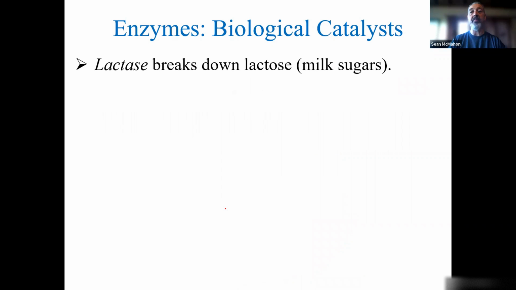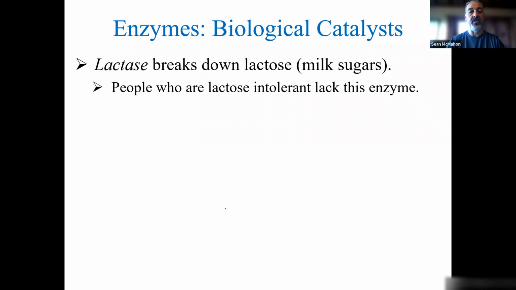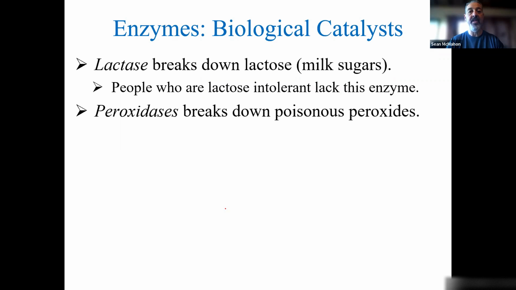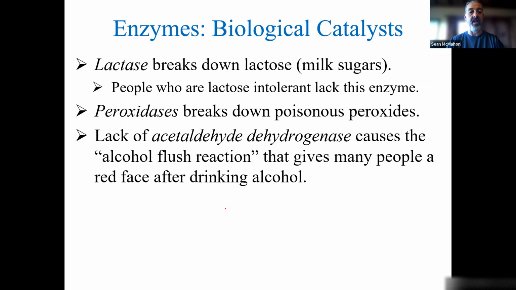So what are some of the biological enzymes that we're talking about? So lactase breaks down milk sugar, lactose. So people who are lactose intolerant lack this enzyme. Peroxidases, they break down poisonous peroxides. The lack of acetaldehyde dehydrogenase is what causes that red alcohol flush when people drink, because many of them lack this enzyme. They don't know how to break down the alcohols.